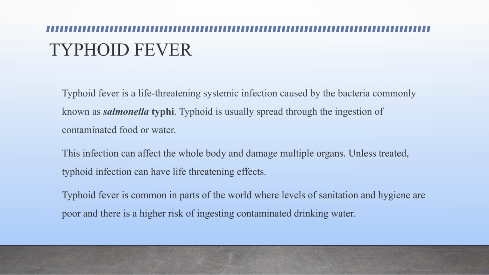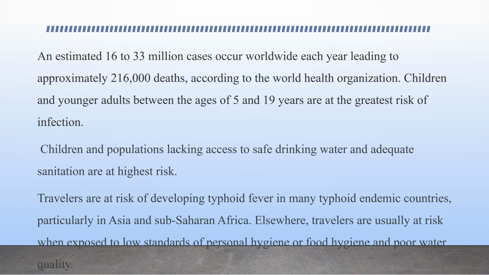Typhoid fever is common in parts of the world where levels of sanitation and hygiene are poor and there is a higher risk of ingesting contaminated drinking water. An estimated 16 to 33 million cases occur worldwide each year, leading to approximately 216,000 deaths, according to the World Health Organization. Children and younger adults between the ages of 5 and 19 years are at the greatest risk of infection. Children and populations lacking access to safe drinking water and adequate sanitation are at highest risk.